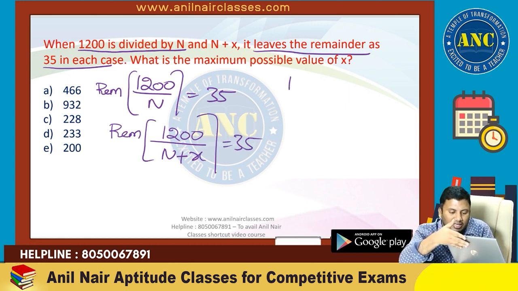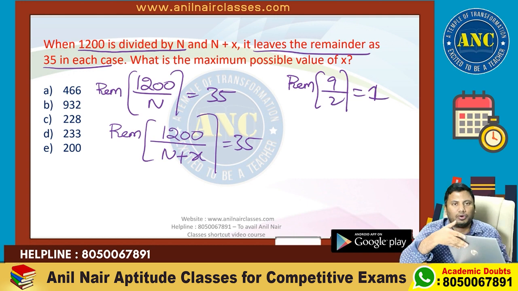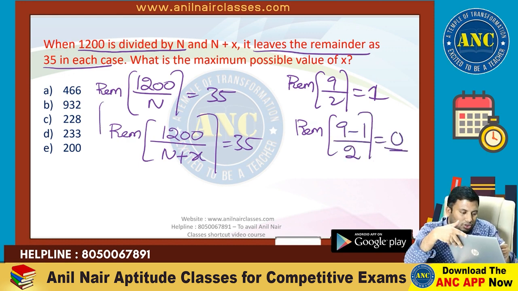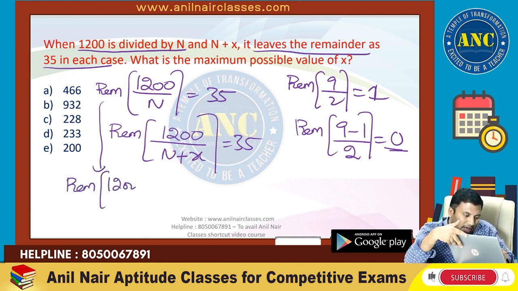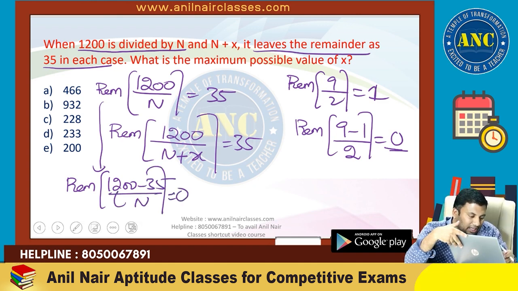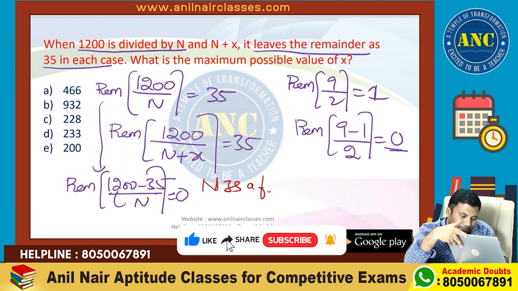Now see here, 9 when divided by 2, remainder is 1. 2 4s are 8, remainder is 1. Or in other words, 9 minus 1 divided by 2, 8 by 2, remainder is 0. So to get this number, if I remove the remainder, 1200 minus 35 divided by n, remainder is 0. 1200 minus 35 is 1165. That means n is a factor of 1165.